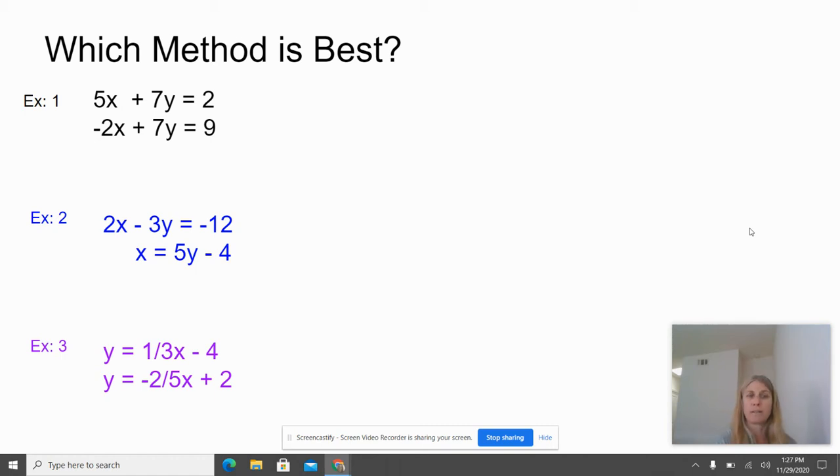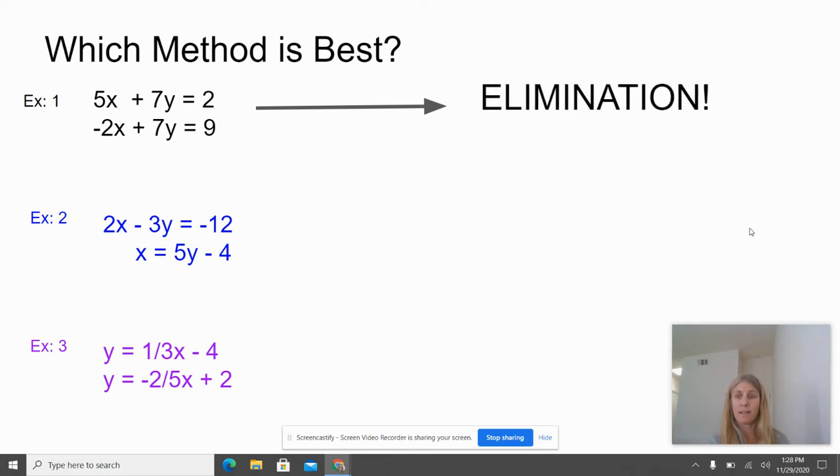And what do we notice about this system? Well, I notice that my x's are lined up, my y's are lined up, and I have constants on the other side. And of course, we know that this means it's in standard form. So which one of those methods did we learn that works best if we have both equations in standard form? I want you to think on that. And hopefully you remembered that this will be a great way to use elimination.